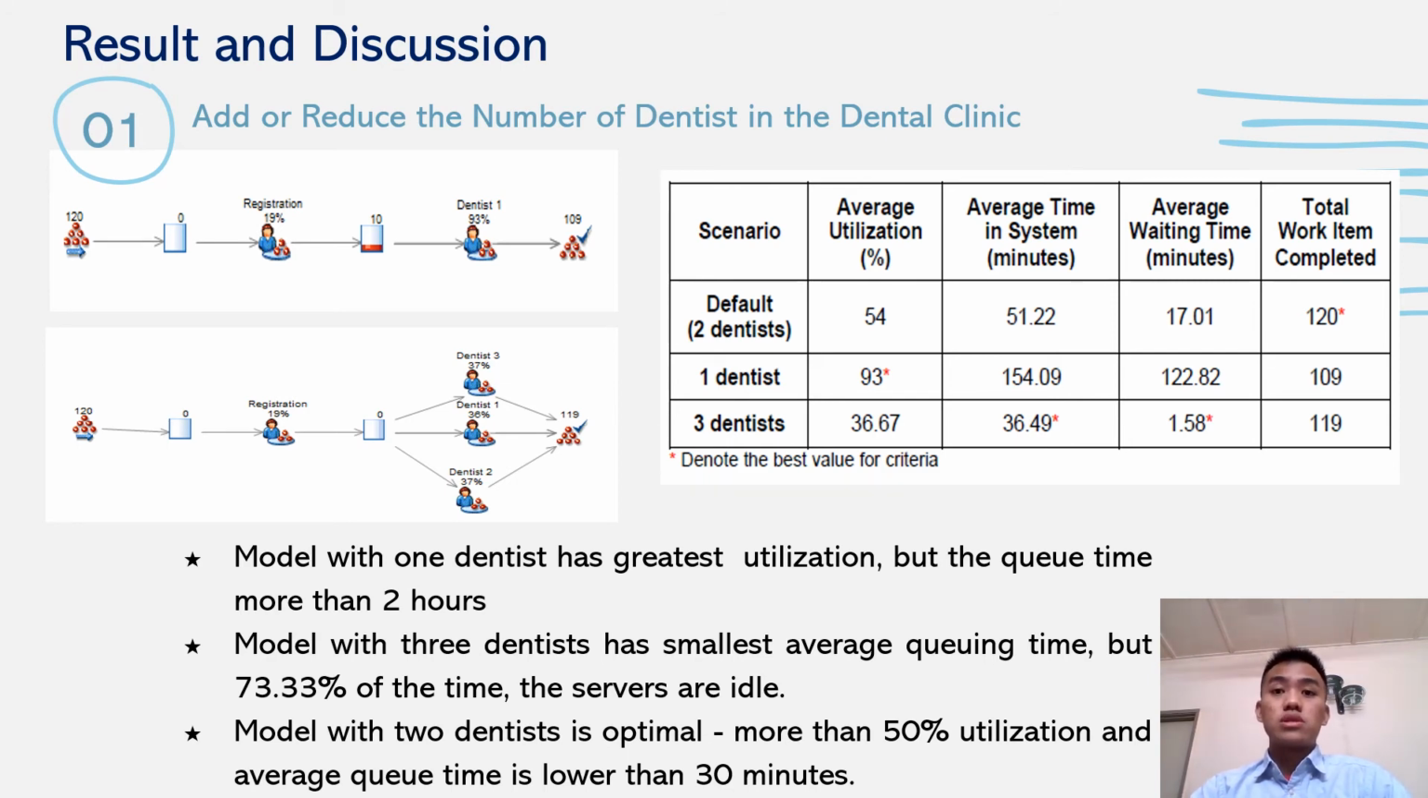The model with 3 dentists has the smallest average queuing time of 1.58 minutes, but 73.3% of the time the servers are idle, and this may lead to higher manpower cost. The model of 2 dentists is considered optimal because it has more than 50% utilization, and the average queuing time is lower than 30 minutes.